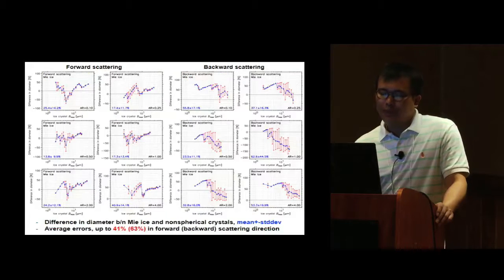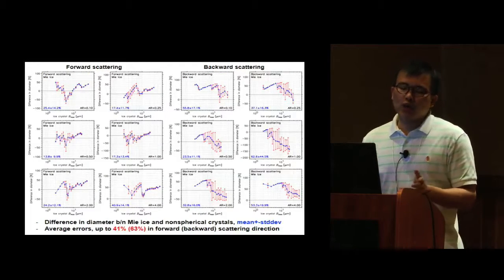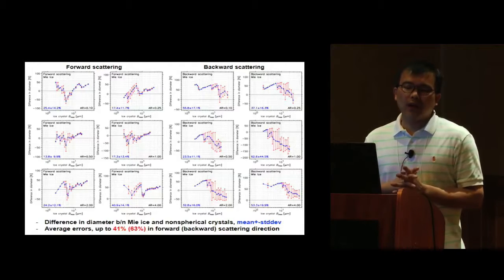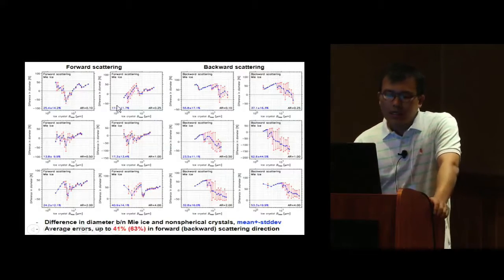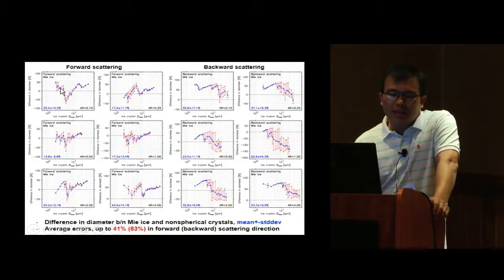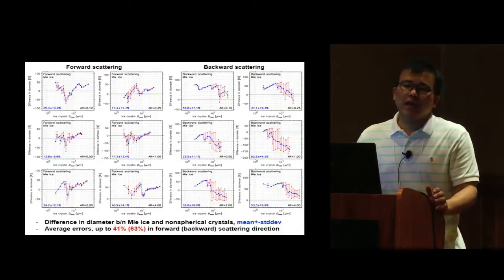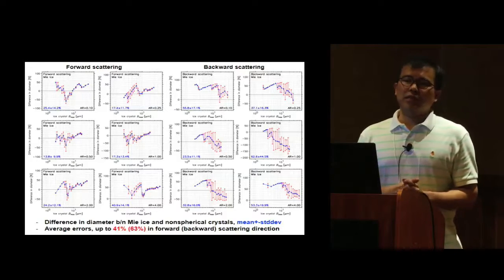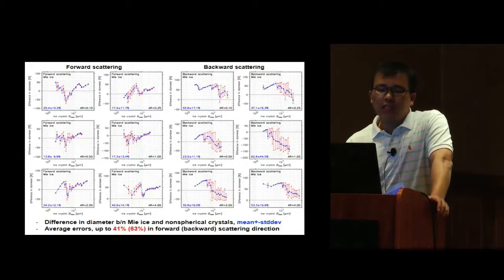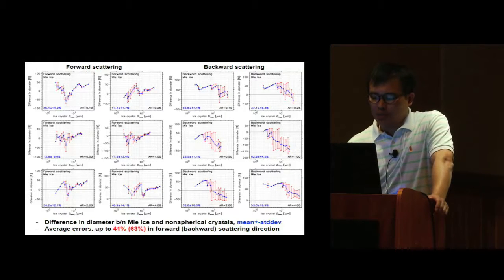The next figure shows the same figure, but it shows the difference in diameters, so errors in percentage. The blue dot is the average error, and the red ones are the maximum and minimum errors when multiple solutions are possible. This shows that average errors are up to 41% in the forward scattering direction and 63% in the backward direction. And these errors are large enough that we should consider them in forward scattering observations.